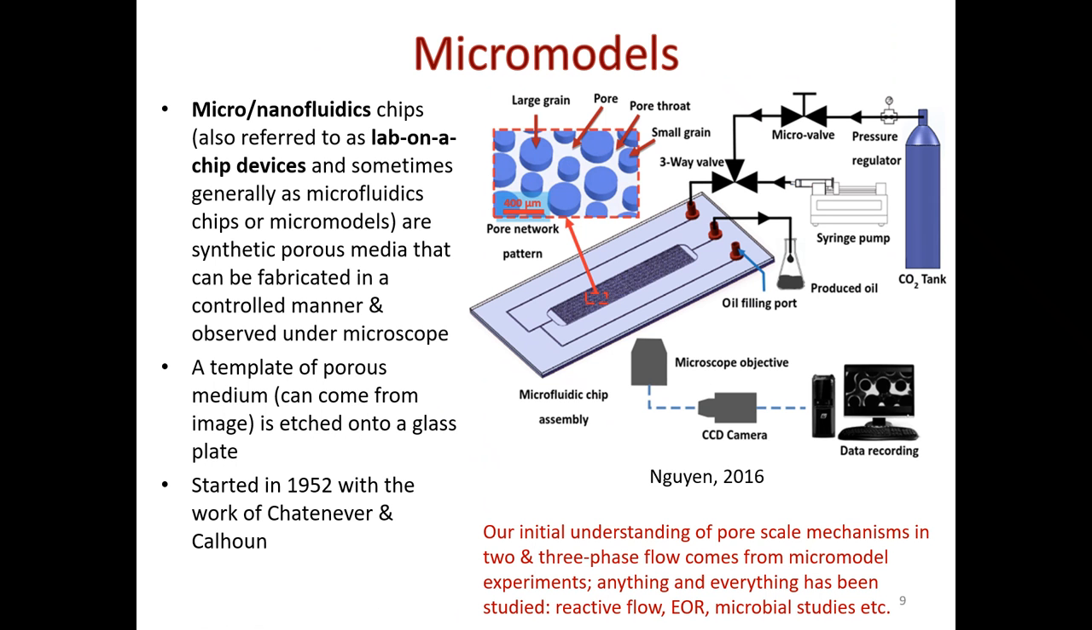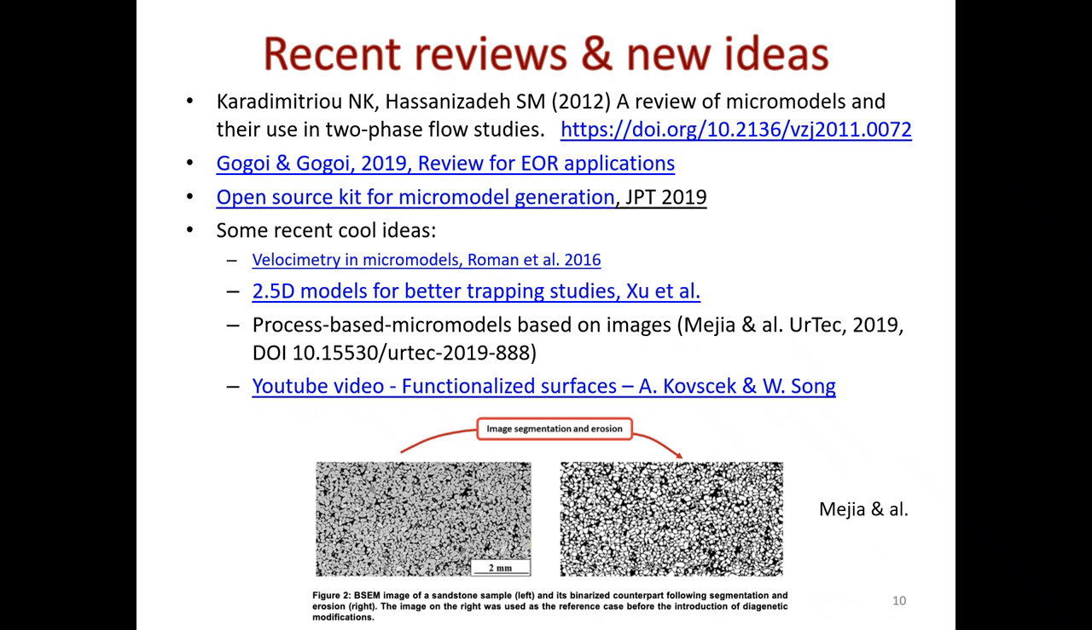Okay, micromodels are basically manufactured, often etched in glass, but they could also be etched in plastic materials like PDMS. You can set them up under a microscope, with inlets and outlets on what's called a microfluidic chip. You flow through them and visualize that with the microscope. We will see that process on Wednesday. So I will not cover it now, but there are various review papers listed here if you're interested.